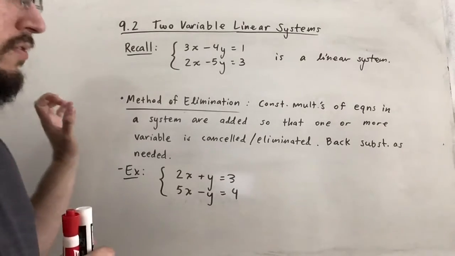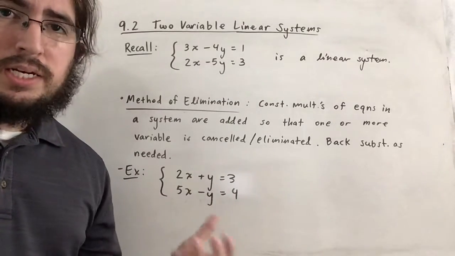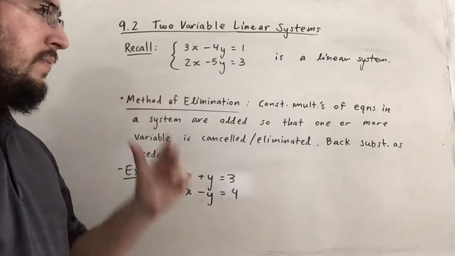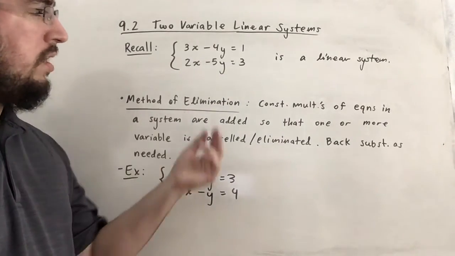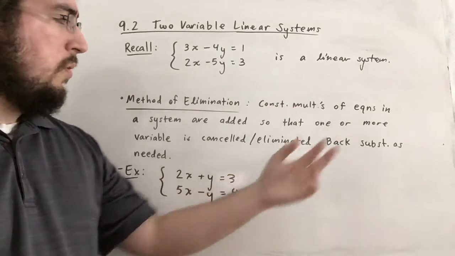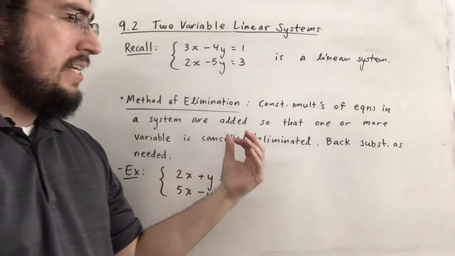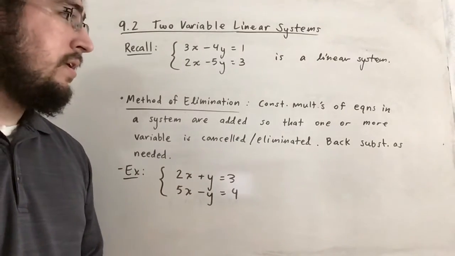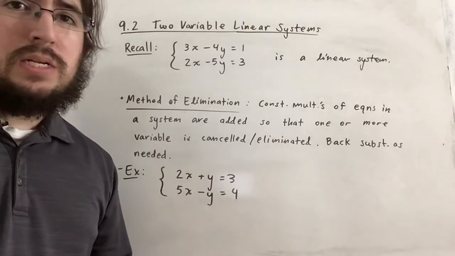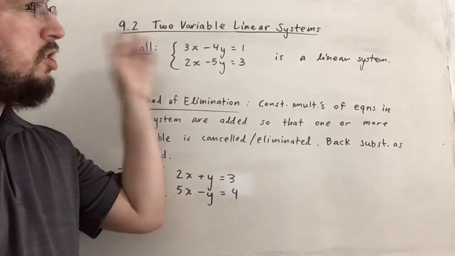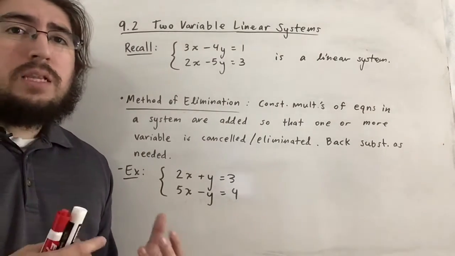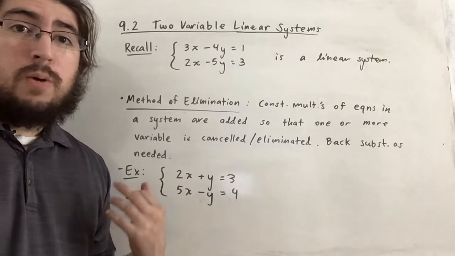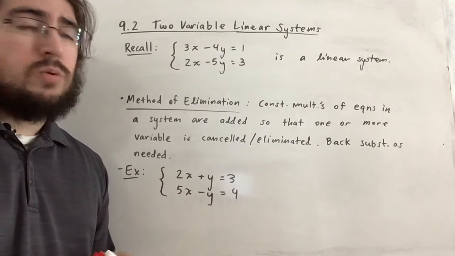Right. So now the only method we'll be seeing in this section, actually, kind of like we saw substitution in 9.1, we'll be seeing the method of elimination here. And here I say for elimination, constant multiples of equations in a system are added together so that one or more variables is cancelled or eliminated. And from there we back substitute as needed. So in particular for a two variable linear system, basically what happens is you want to cancel out one of the variables so that we only have an equation of one variable and then we can solve like usual.